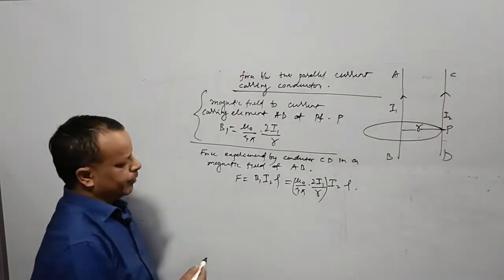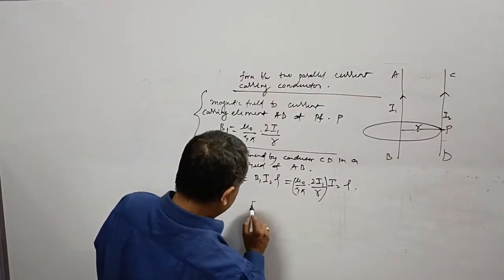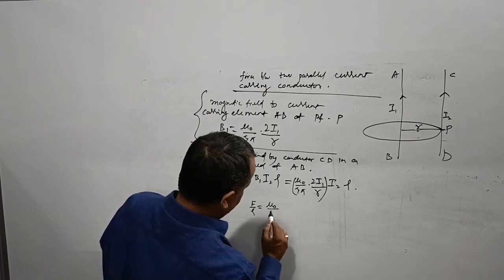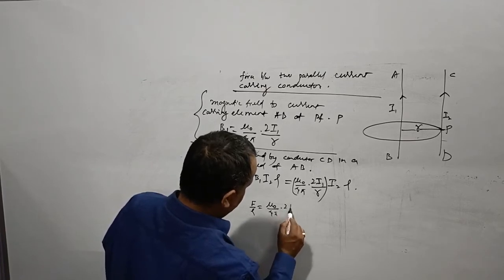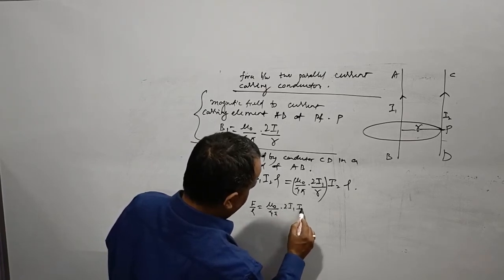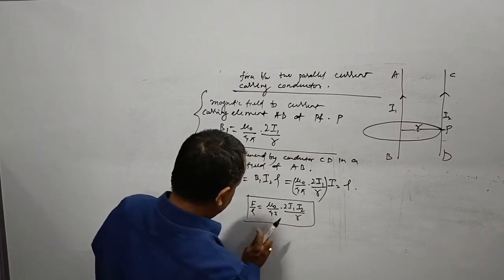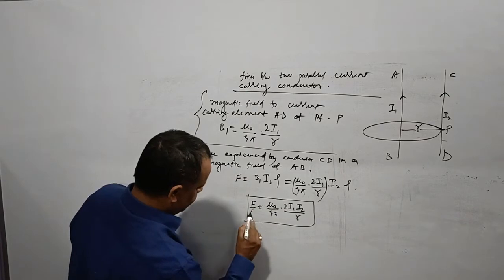So we get the force acting per unit length on this conductor as equivalent to mu naught upon 4 pi into 2 I1 I2 upon R. This is basically force per unit length L.